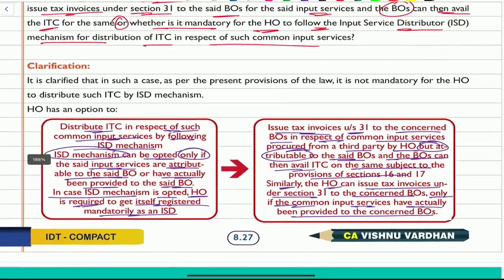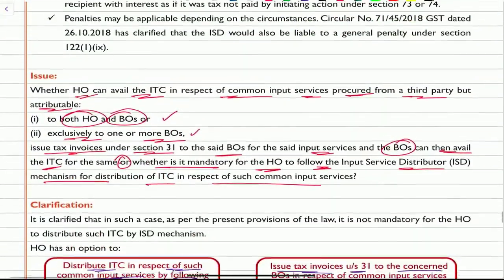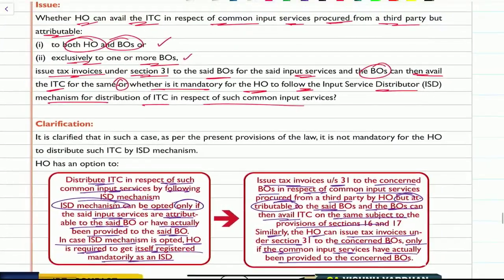Simple, what they are trying to tell. So head offices, when you are receiving some services related to branch offices, either you follow the ISD mechanism or you just raise the tax invoice under section 31 on the concerned branch offices and close that concept. That is what they are trying to tell. A small clarification, just go through that.